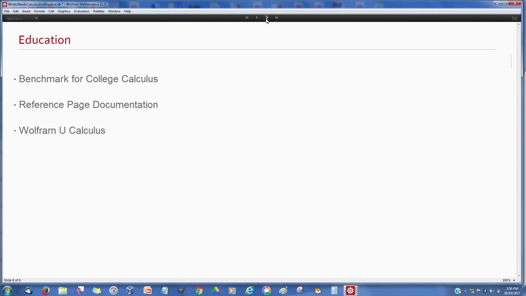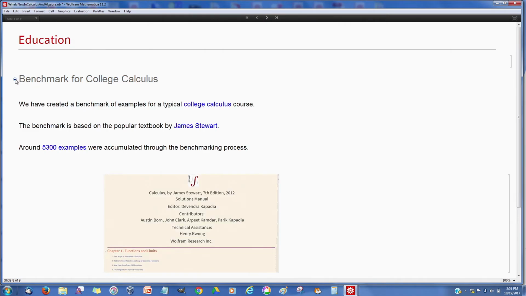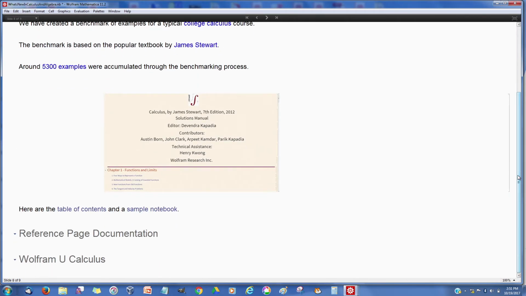And finally, I go on to where my heart really has been for the last 1 year, that's education. So we've always been kind of on the forefront of education, but Roger said, why don't we try and actually do a complete calculus textbook with the Wolfram language of Mathematica. So I had interns working through this summer. They finished a month ago. And now we have a complete solution of this book by Stewart, around 5,300 examples.